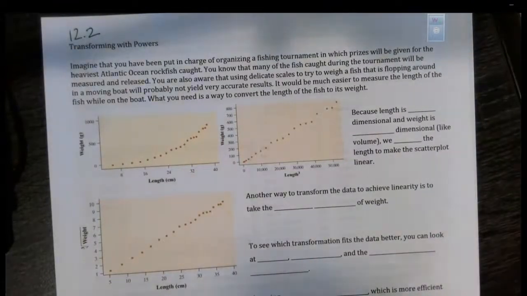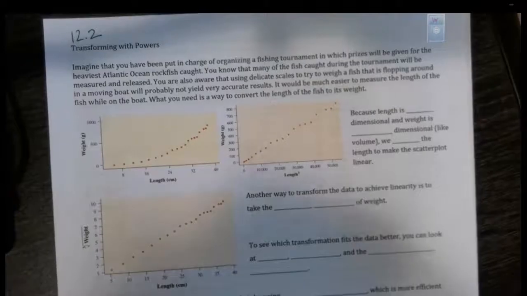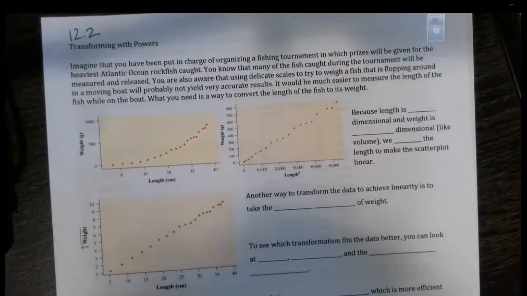Imagine that you've been put in charge of organizing a fishing tournament in which prizes will be given to the heaviest Atlantic Ocean rockfish caught. You know that many of the fish caught during the tournament will be measured and released. You are also aware that using delicate scales to try to weigh a fish that is flopping around in a moving boat will probably not yield very accurate results. It would be much easier to measure the length of the fish while in the boat. What you need is a way to convert the length of the fish to its weight.